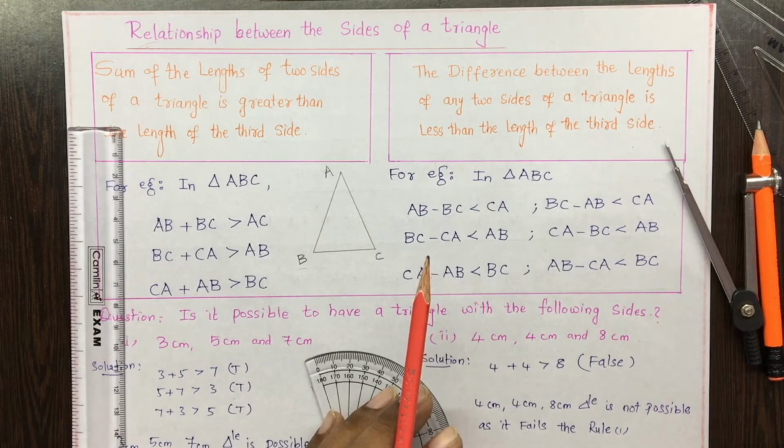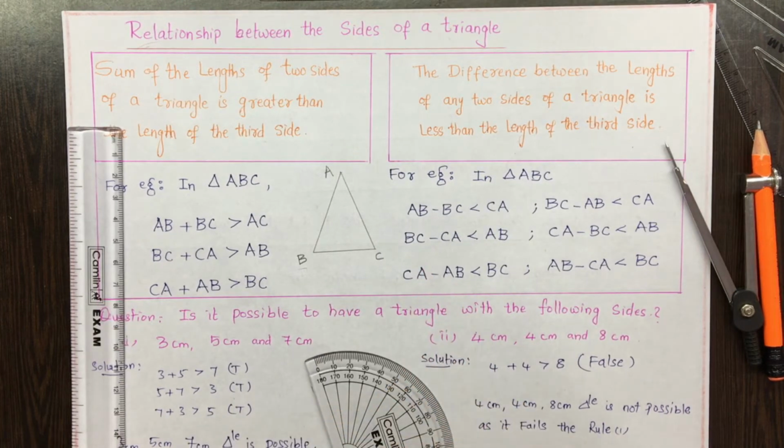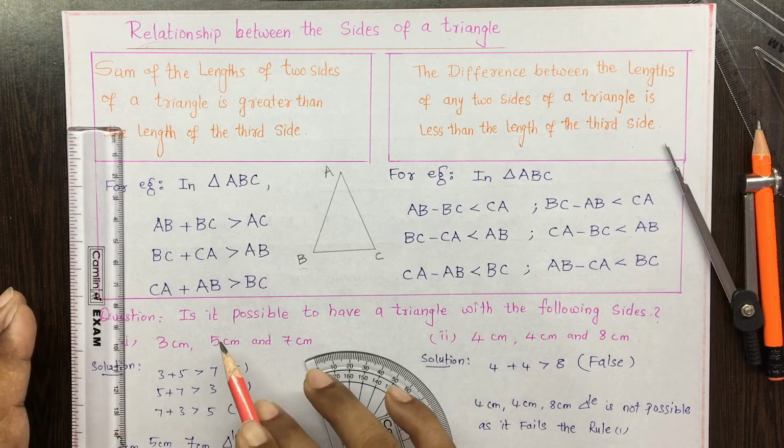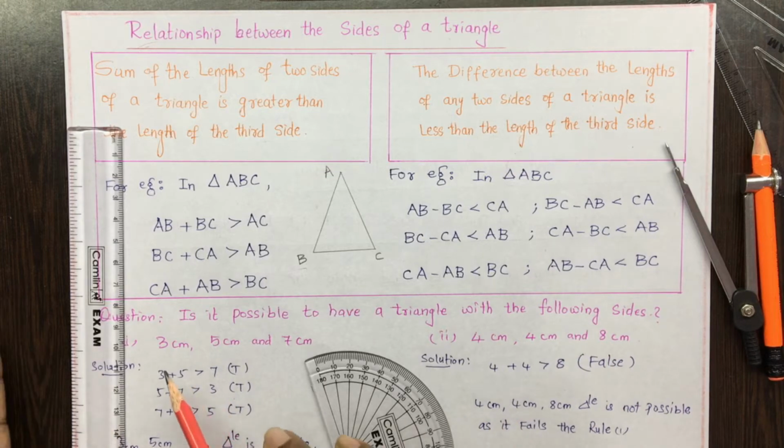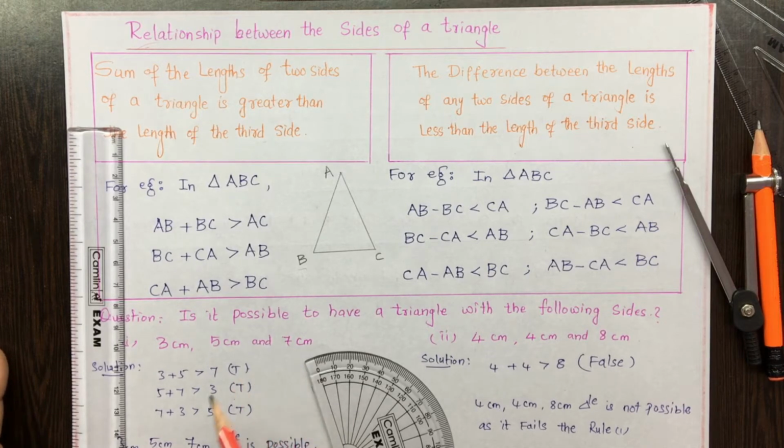Here we have a simple question. The question: is it possible to have a triangle with the following sides? The sides given are 3 centimeters, 5 centimeters and 7 centimeters. Let us check the sum rule first. Let us add 3 centimeters and 5 centimeters, it is 8 centimeters, which is greater than the third side, that is 7 centimeters. So, this is true.